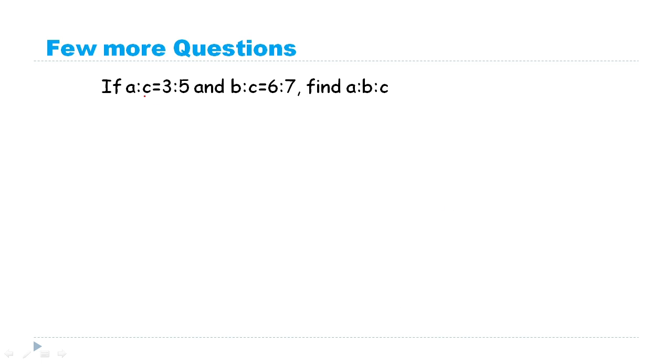In this question, if A is to B is 3 is to 5 and B is to C is 6 is to 7, find A, B, C. Correct this one, it is not C, in fact this is B. No problem. A is to B is 3 is to 5, means 3 by 5. B is to C means 6 is to 7, means 6 by 7.